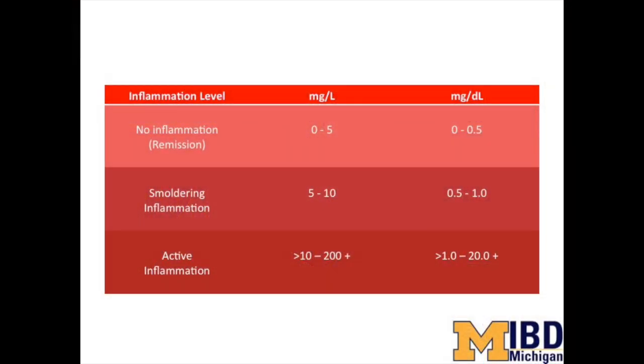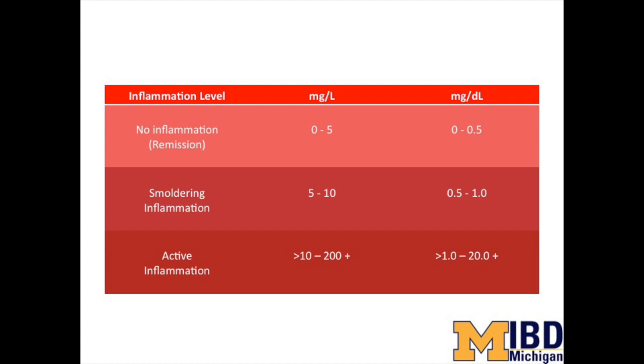So what levels of CRP are you looking for in your results? CRP is measured in either milligrams per liter or milligrams per deciliter. It's really important to look at your report and see which one. If it is in milligrams per deciliter, multiply the number by 10. I will be referring to the values of CRP in milligrams per liter.